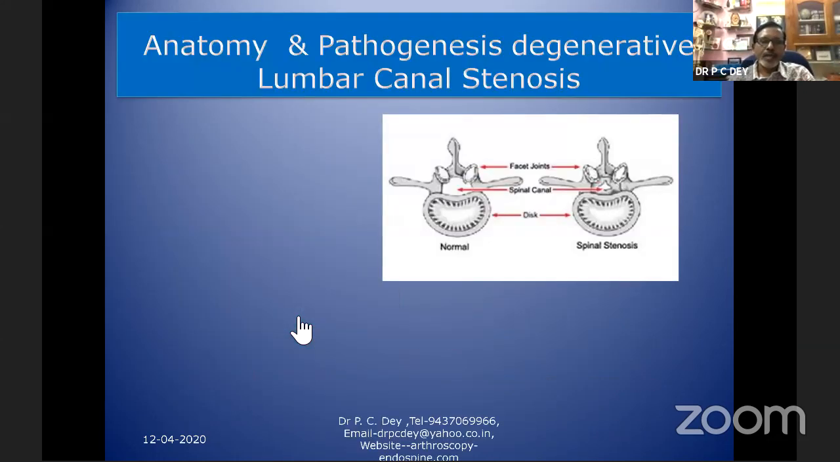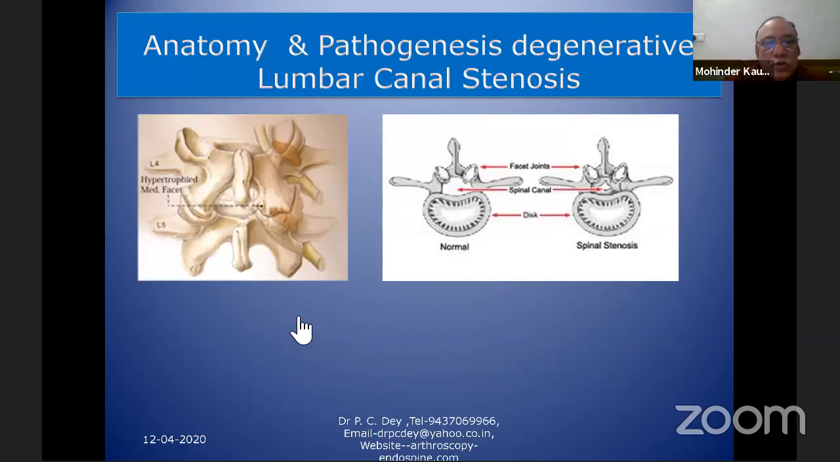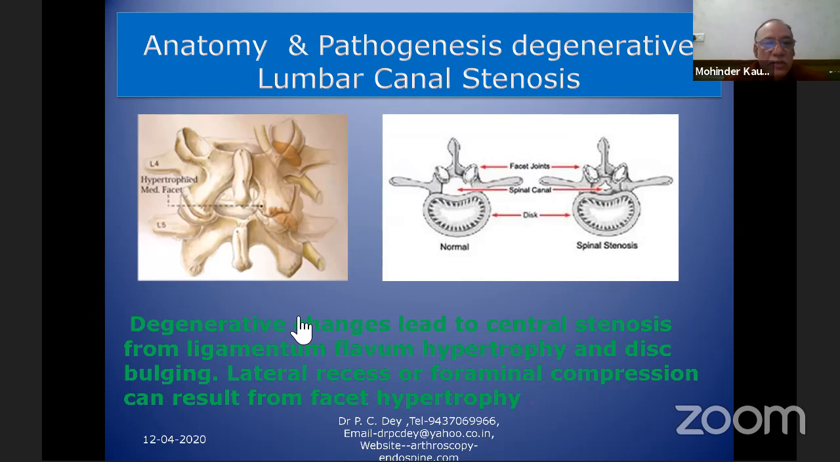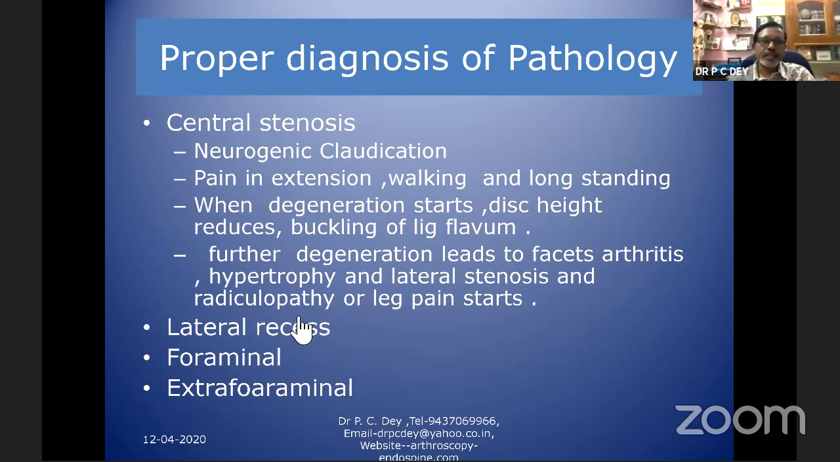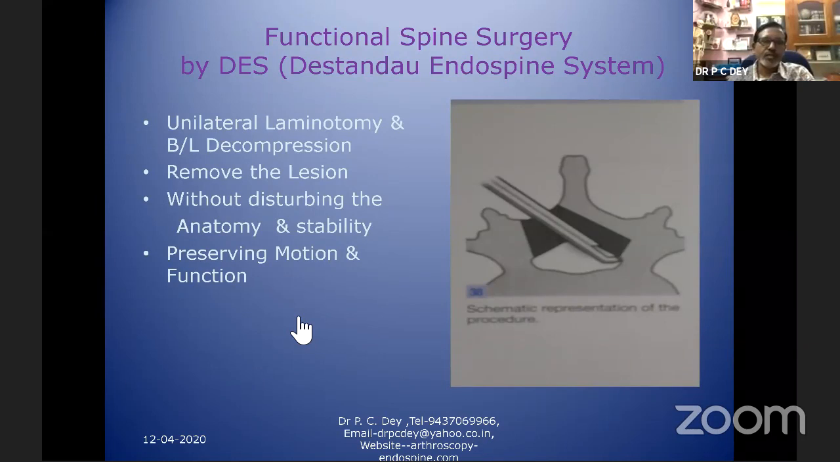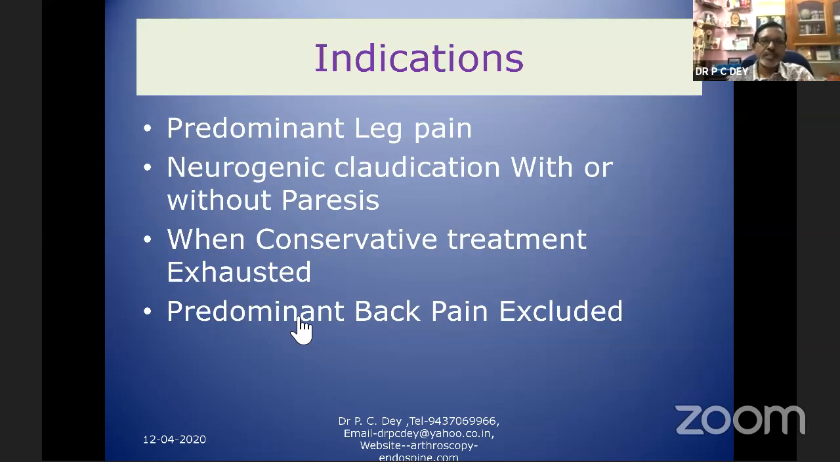This is the pathology. I'll request you to conclude. Please conclude and stick to the principles, please. Another 2 minutes. Yeah, this is the principle: the central canal stenosis, lateral stenosis, foraminal, extraforaminal. And this is the way we are going from one side to the opposite side. So unilateral laminotomy and bilateral decompression, remove the lesion without disturbing the anatomy and stability, and preserving the motion and function. This is the beauty of this technique.